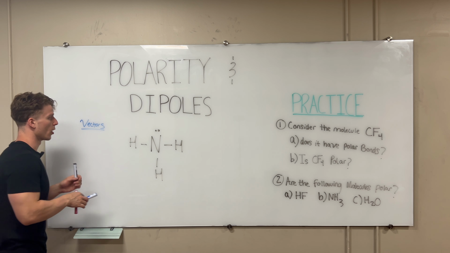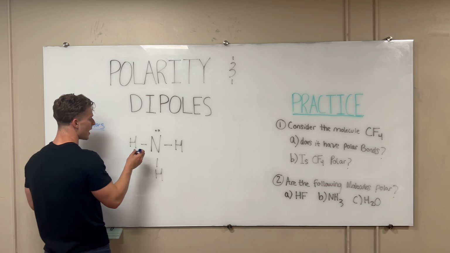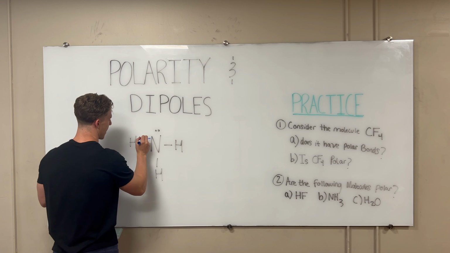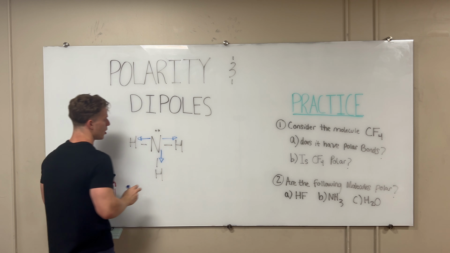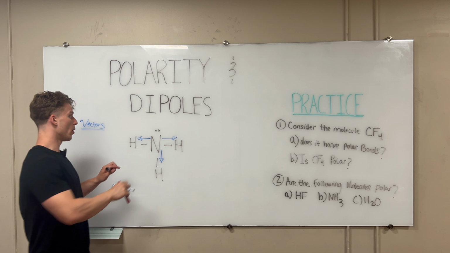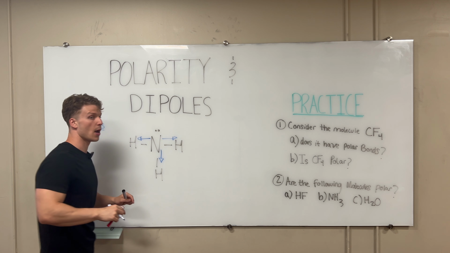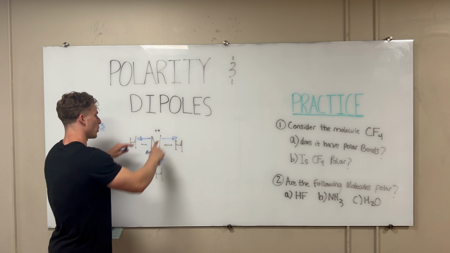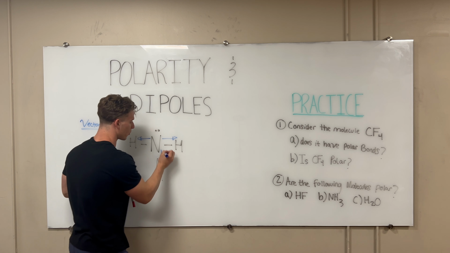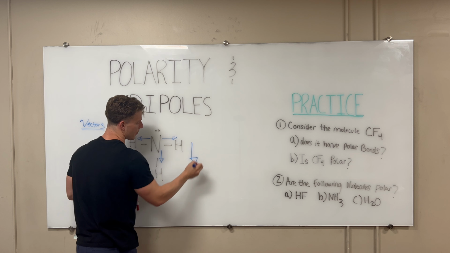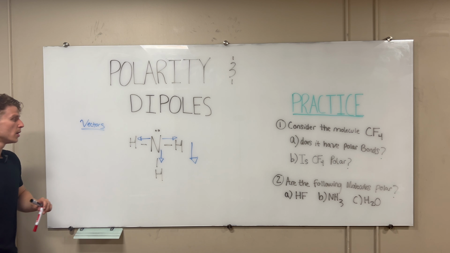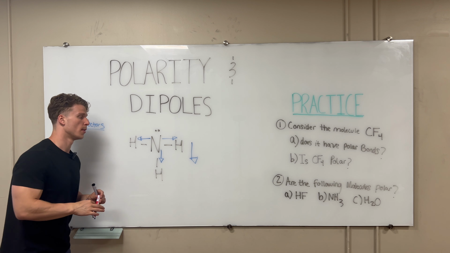Now, let's draw our dipoles. So our dipole is going to be going from the more electronegative atom to the less electronegative atom in each case. So, do we have a polar molecule? Well, these 2 dipoles will cancel out, right? These 2 right here will cancel out. However, we have this overall dipole that we can see right here going down. So our overall dipole is going down. We have polar bonds. This is a polar molecule.